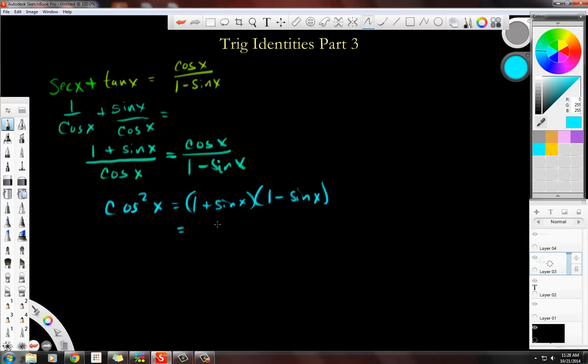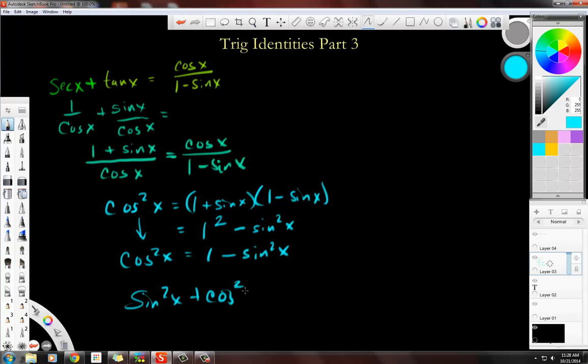And what that's going to turn into after you FOIL that is 1 squared plus, or not plus, minus sine squared x, which is equal to just 1 minus sine squared x. And that's equal to cosine squared x. I just brought that down there. Well, this is the same thing, because based on the trig identity, sine squared x plus cosine squared x equals 1. That's what that is. If I bring that over, that's going to equal this right here. So they're both equal to each other. So you could just say cosine squared x equals cosine squared x. And put a big old happy face on that.